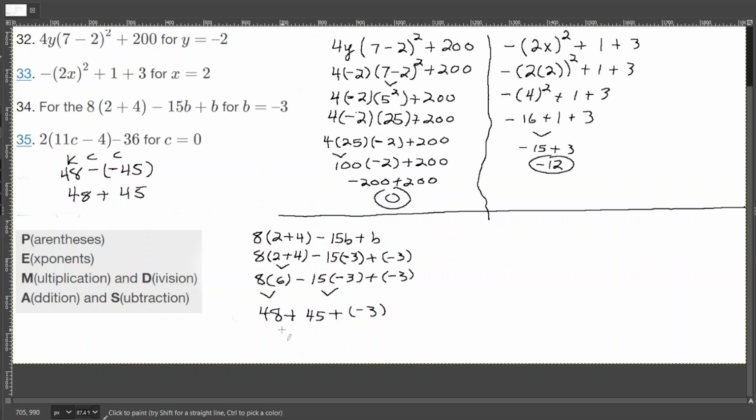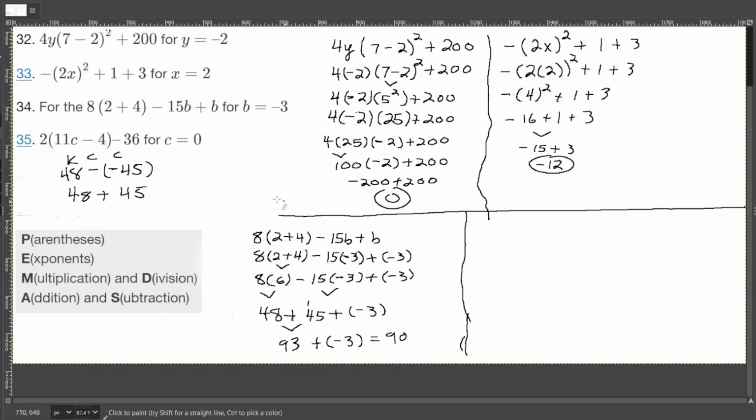But anyway, so now we do 48 plus 45, so that'll be 8, 13, right? Gosh, let me rewrite this where it's not so bad. 13, carry the 1, so that's 93 plus negative 3, so that'll be 90. All right. It looks like we're going to fit all 4 of them after all.